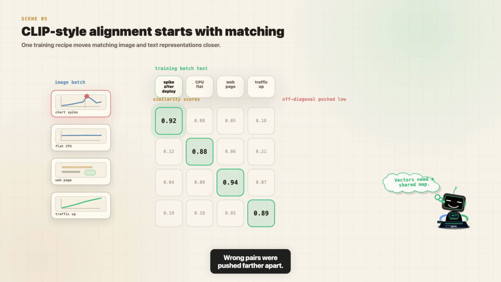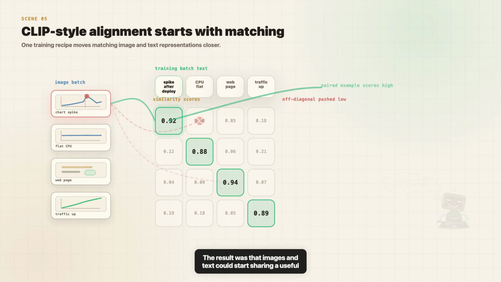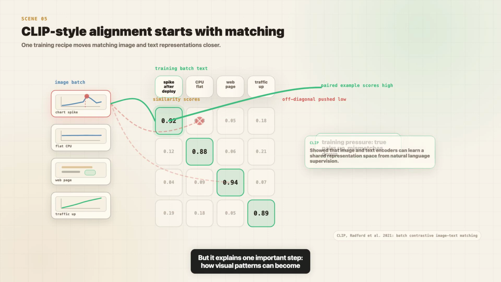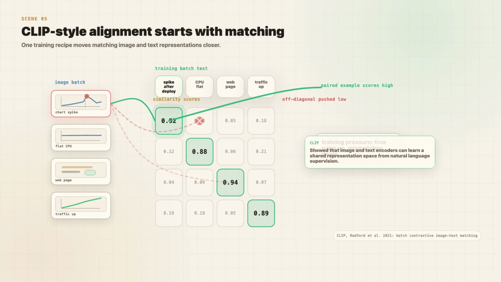The result was that images and text could start sharing a useful map of meaning. For our chart, that means a visual pattern can be represented closer to matching descriptions, such as spike after deploy, than to unrelated descriptions like flat CPU or web page. CLIP itself is not a chat model, and this is not the whole multimodal pipeline, but it explains one important step: how visual patterns can become connected to language meaning.